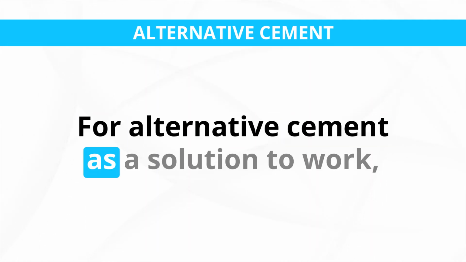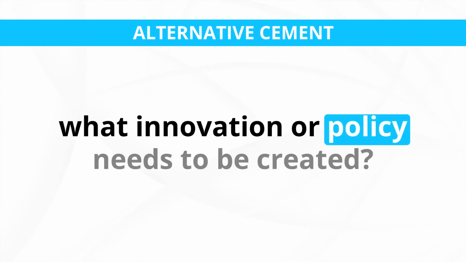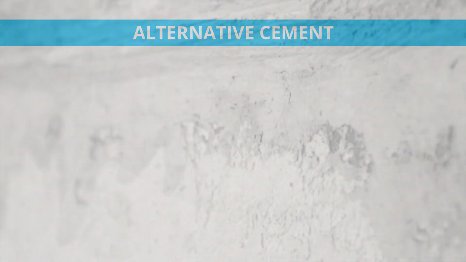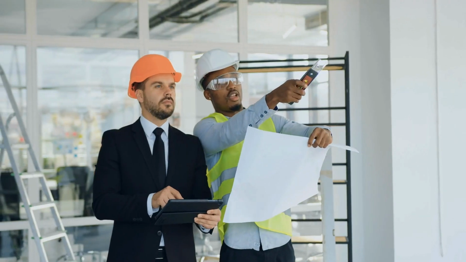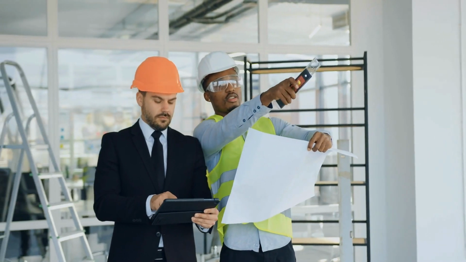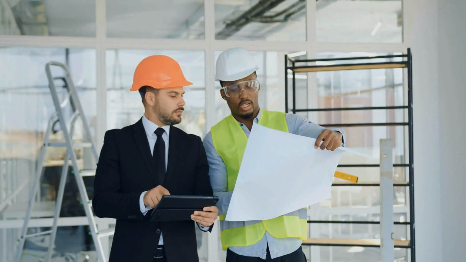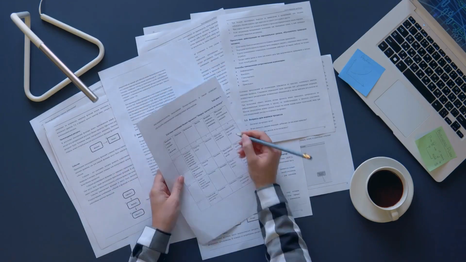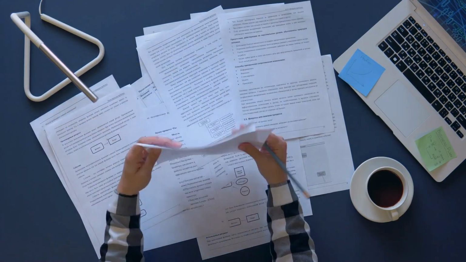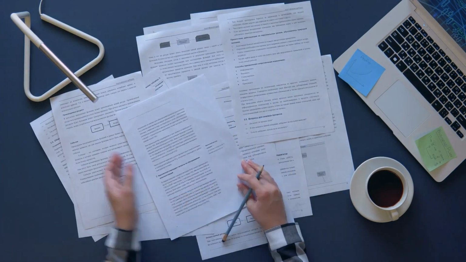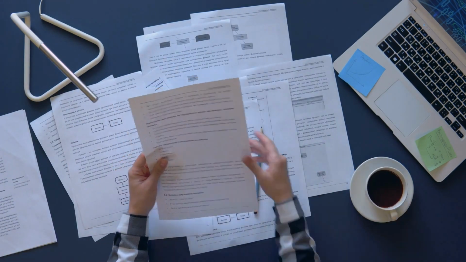For alternative cement as a solution to work, what innovation or policy needs to be created? Alternative cement is still new, so continued research into alternative cementitious materials and their performance is crucial for optimizing their properties and application in different construction scenarios. Governments and institutions can promote the use of alternative cements in public projects through sustainable procurement policies that prioritize low-carbon construction materials. Establishing standards and certifications for alternative cements will provide clear guidelines and assurance of their quality and environmental benefits.